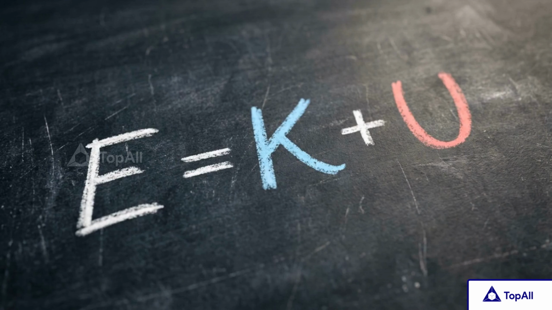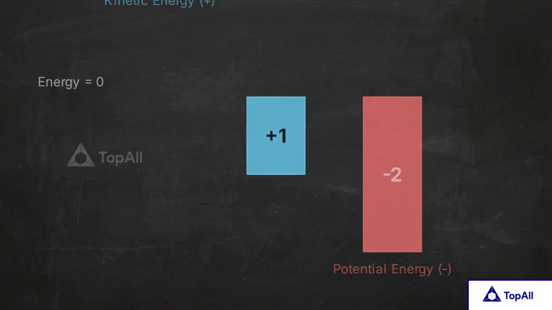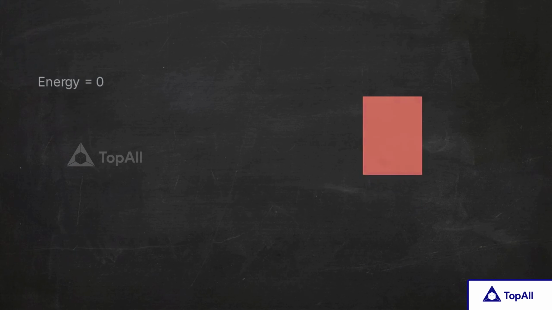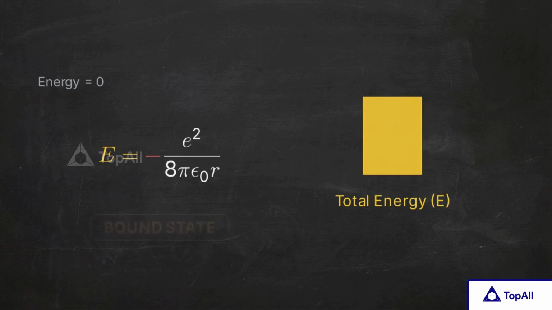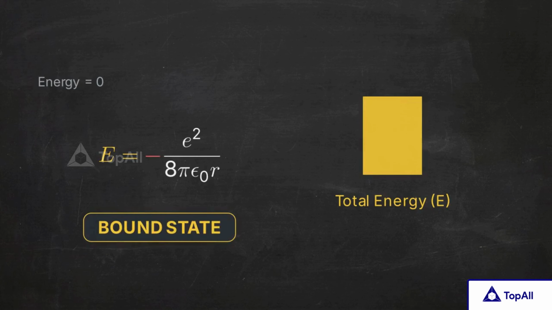To find the total energy of the system, we simply add the kinetic and potential components together. The math reveals a specific proportion. The negative potential energy is exactly twice the magnitude of the positive kinetic energy. The resulting total energy of the electron is strictly negative.